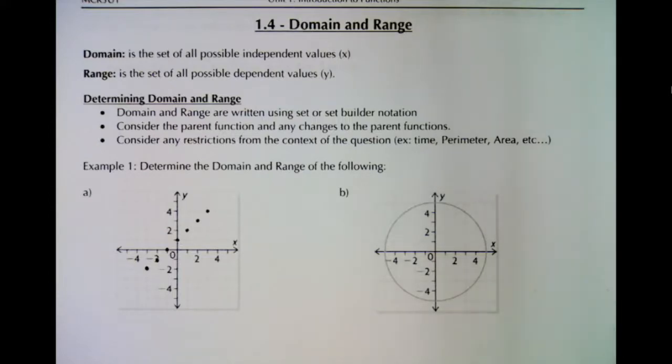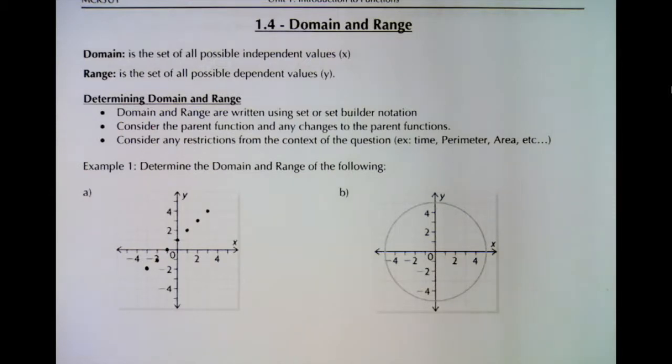Okay, this is lesson 1.4, domain and range. Something we've already kind of visited in the first lesson. Just to review, domain is all the possible values of x, and we can write that as a set just by listing all the possible values. But if that list is too extensive, we can use set builder notation. Range is just all the possible values of y.